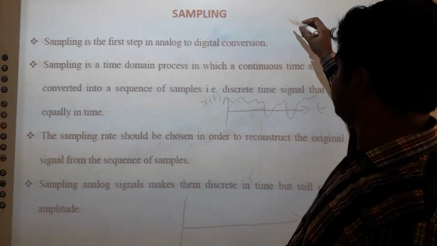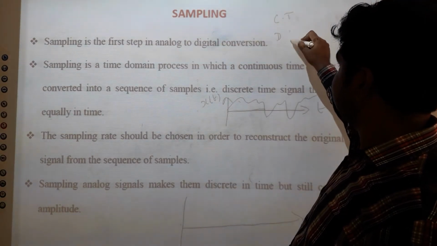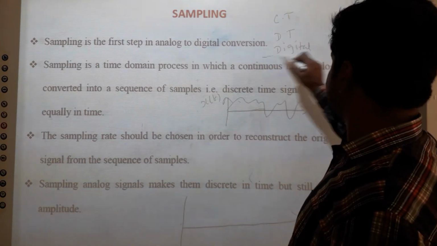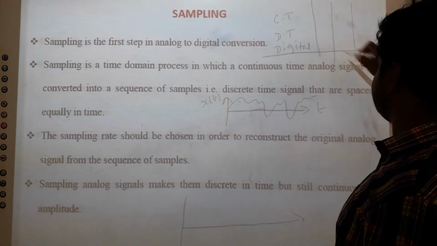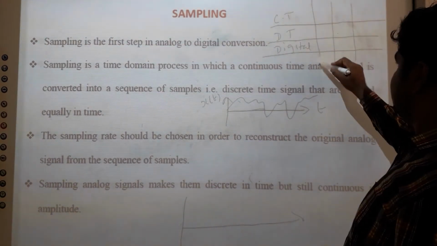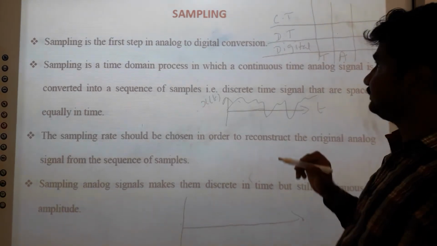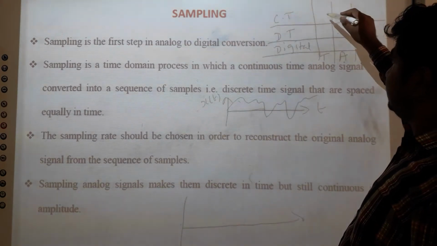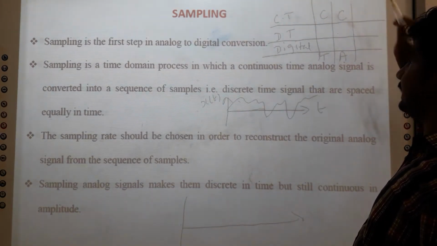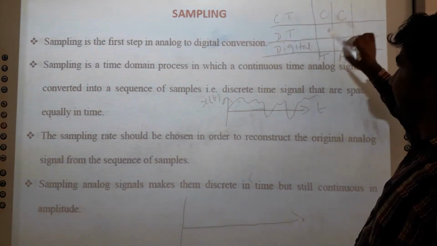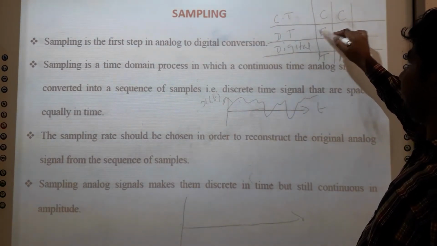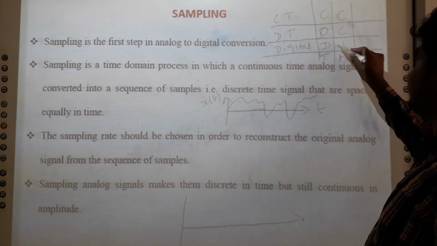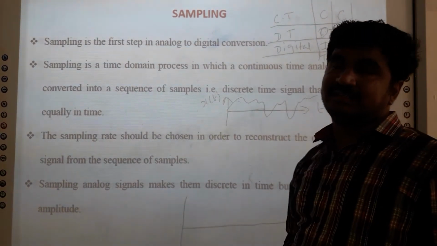Generally we have three different signals. One is the continuous time signal, then the discrete time signal, and another one is the digital signal. And each has two different natures, that are time and amplitude. In a continuous time signal, the time is continuous and the amplitude is also continuous in nature. In a discrete time signal, the time is discretized, but the amplitude is still continuous. In a digital signal, both the time as well as the amplitude are discretized.